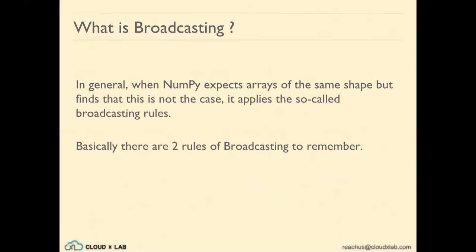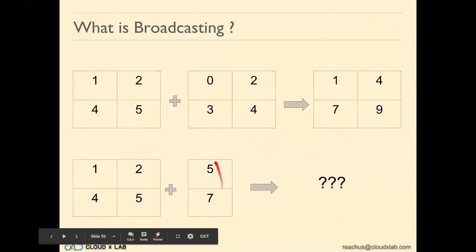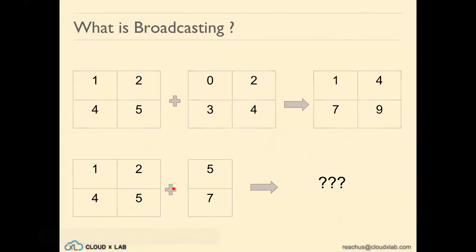Basically, there are two rules of broadcasting to remember. Broadcasting is casting the array in this manner, where we are trying to cast one array with a different shape into another shape, in order to do the addition or operations. It's not true only for addition. The same is true for other operations like subtraction and so on.